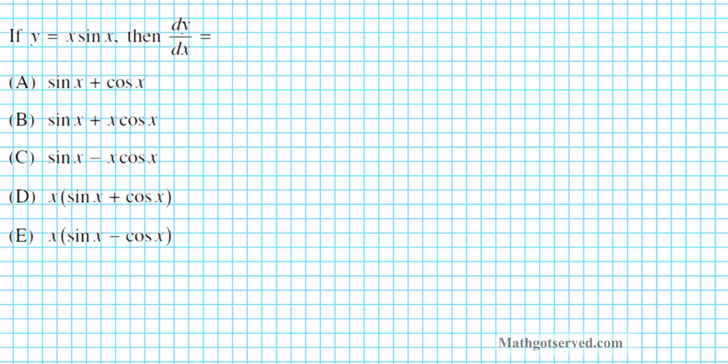All right, let's take a look at the second problem. So we have to find dy/dx when y is equal to x sine x. So what are we going to do here? This is a product of two functions, so we're going to have to use the product rule. Remember what the product rule is: (uv)' is equal to vu' plus uv', or you can say uv' plus vu'. It doesn't matter since addition commutes.